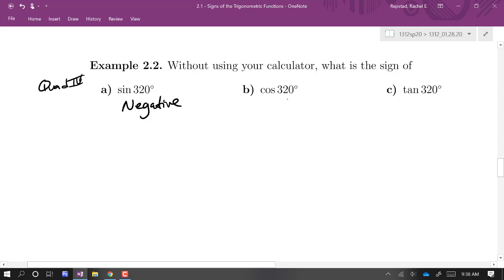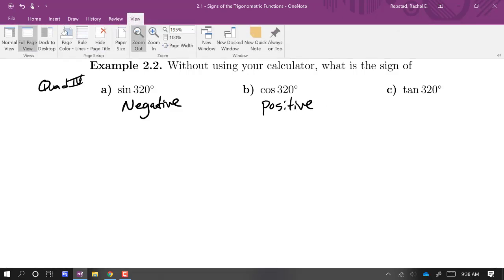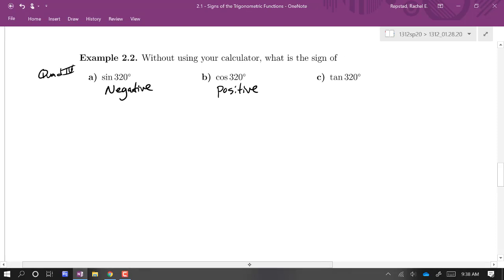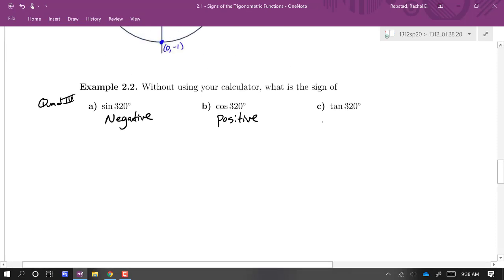What about cosine of 320 degrees? Positive, because it's in the fourth quadrant and the x-coordinate is positive there. How about tangent of 320 degrees? It's the ratio of sine to cosine. Right, so tan of 320 degrees is sine 320 degrees over cosine 320 degrees. And so that's going to be a negative over a positive. And so this is negative.